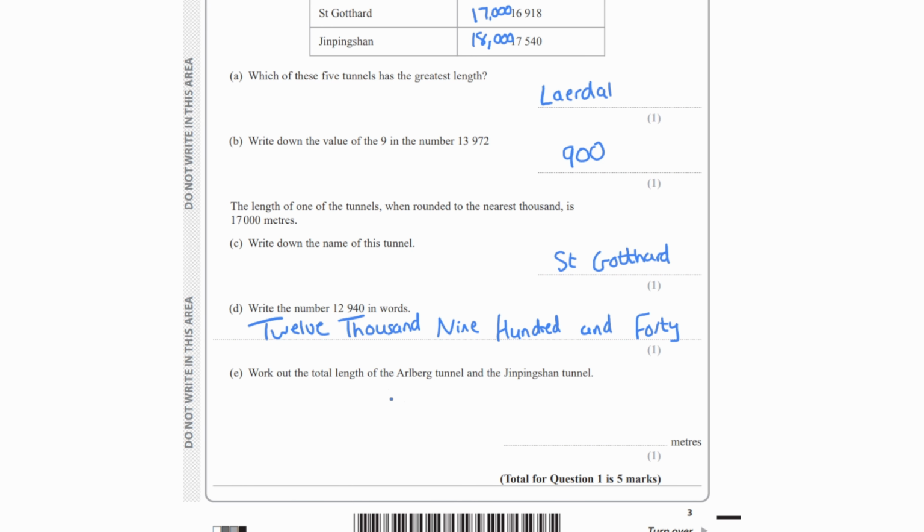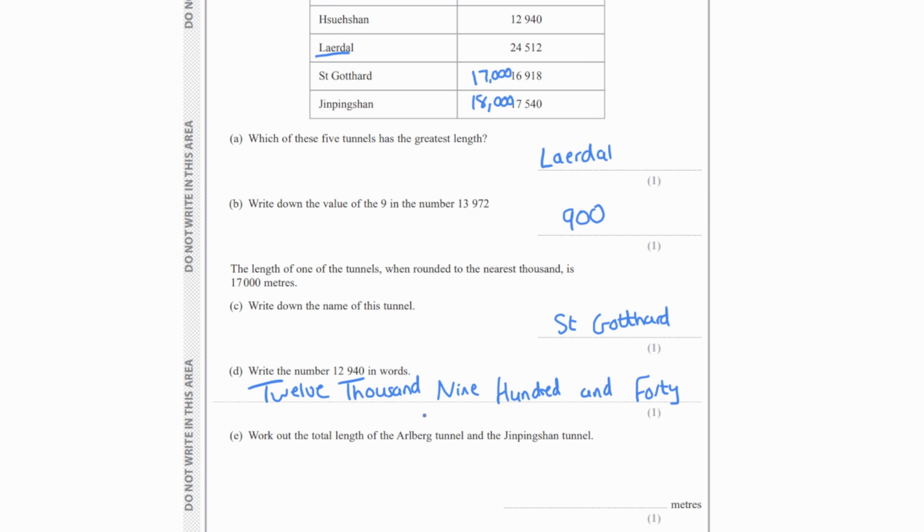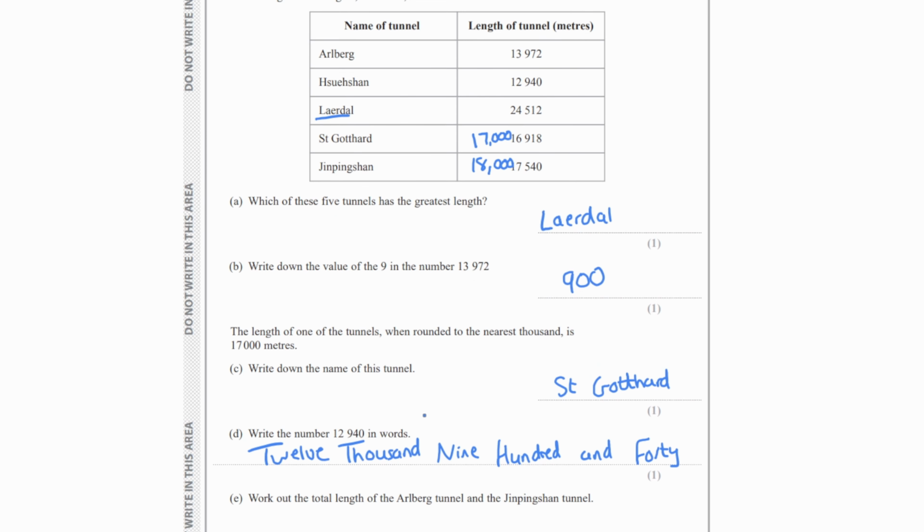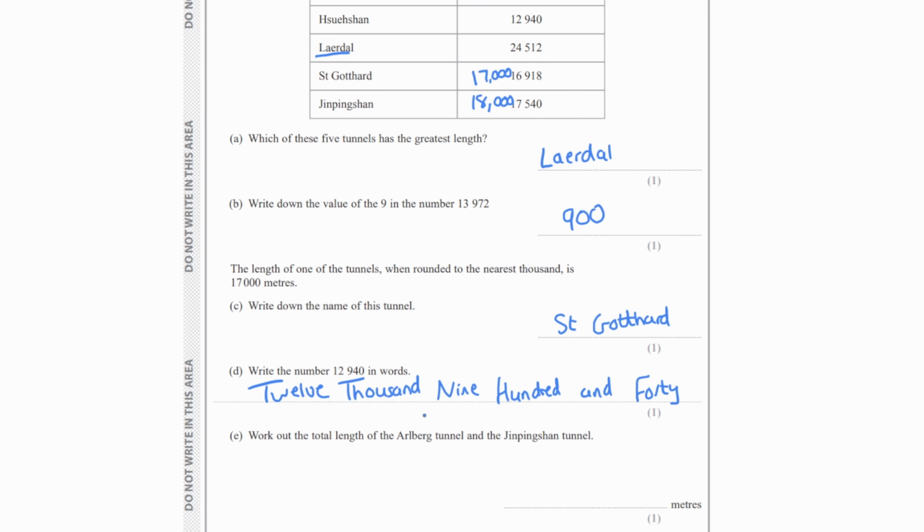So like that. Work out the total length of the Arlberg tunnel and the Jingpingshan tunnel. So the Arlberg is 13,972, and you want to add on the 17,540. Type that in your calculator, and it gives you an answer of 31,512. And so pop that in your answer line.